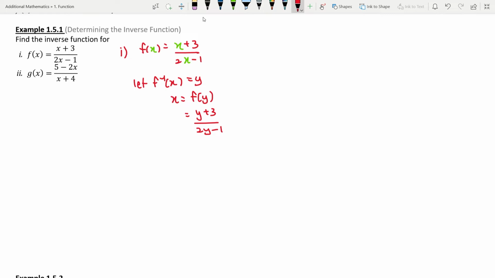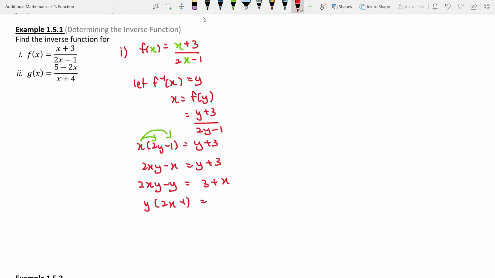For the next step, we are going to make y the subject. Therefore, we multiply both sides with 2y minus 1. x multiplied with 2y minus 1 equal to y plus 3. Then we expand the bracket. We have 2xy minus x equal to y plus 3. We collect all the terms with y at one side and all the terms without y at the other side. 2xy minus y equal to 3 plus x. Factorize the y: bracket 2x minus 1 equal to 3 plus x. Divide both sides with 2x minus 1. We get y equal to 3 plus x over 2x minus 1.